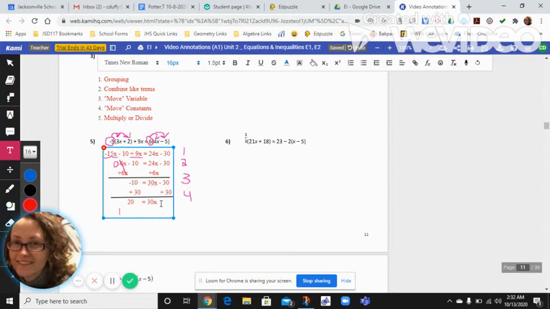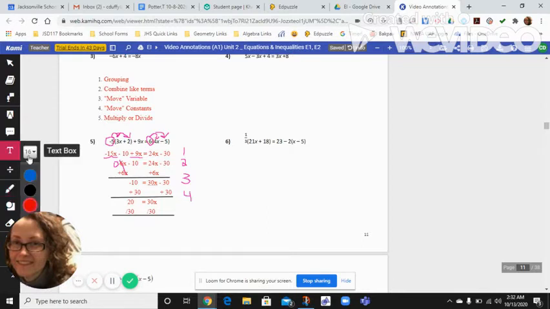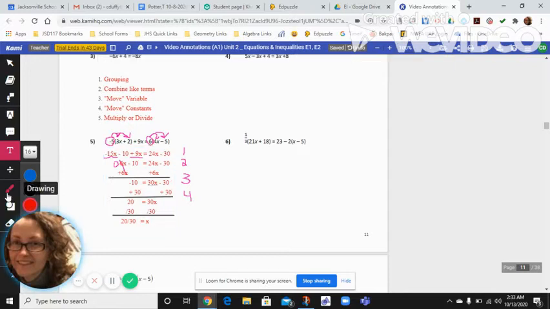And now I want to either multiply or divide to get the variable by itself. Well, the thing with the variable is the 30 and it's being multiplied, so I'm going to divide to get rid of it on the right hand side. And then now here I get 20 over 30 equals x.